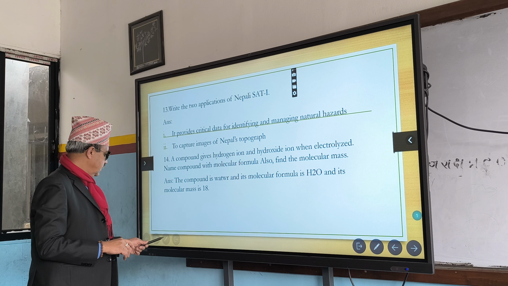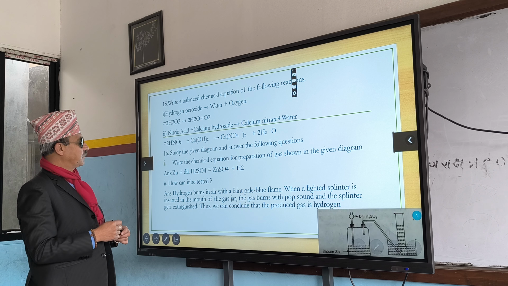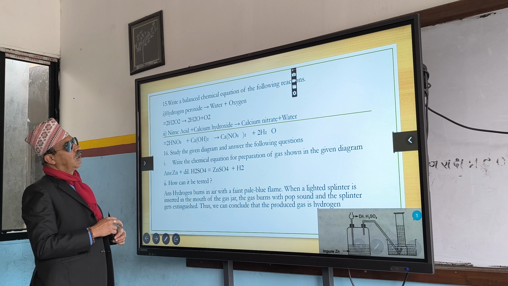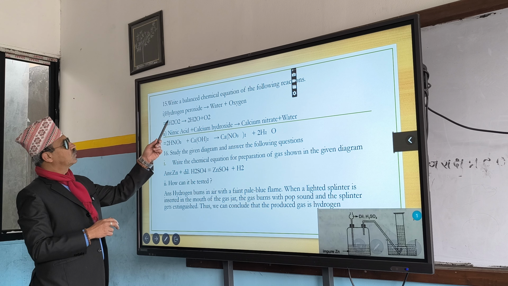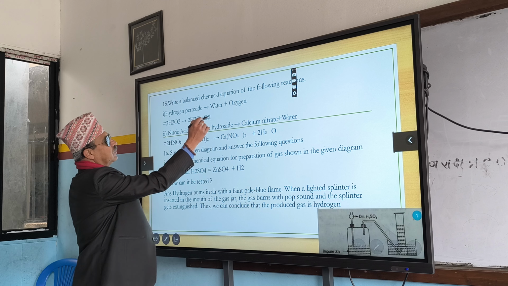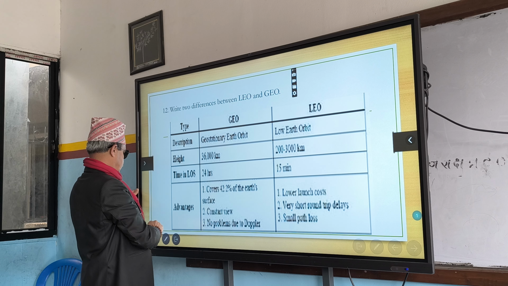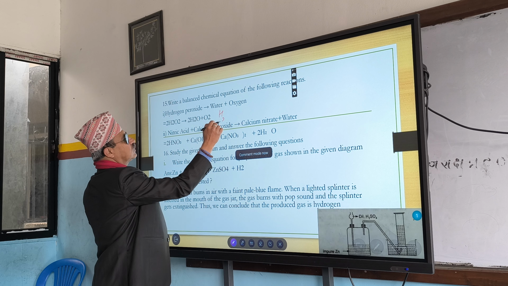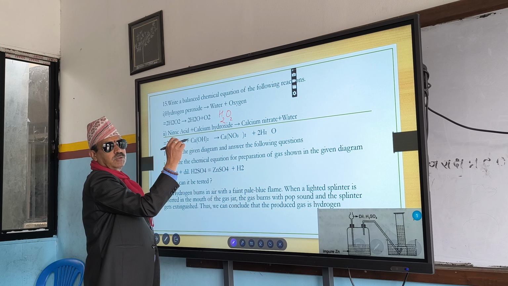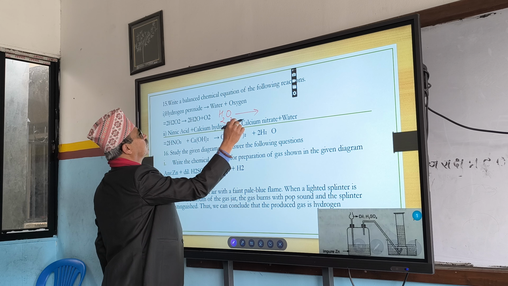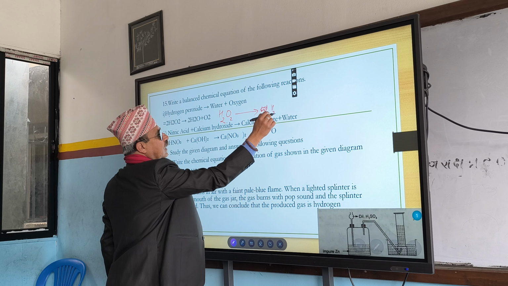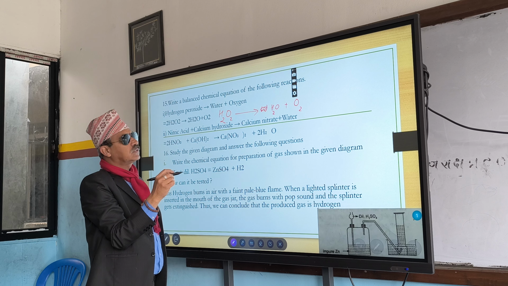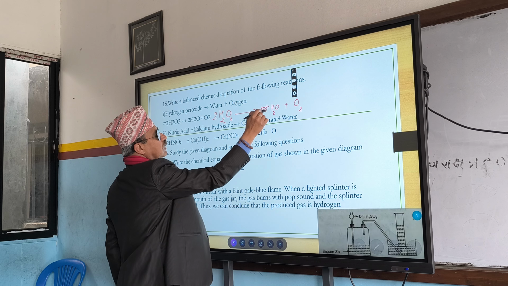Okay, now next one is 15. Write a balanced chemical equation of the following reactions. Hydrogen peroxide, H2O2. This number should be written down. Broken down into water H2O plus oxygen O2. I think it's not balanced. To balance, write here 2, here 2.